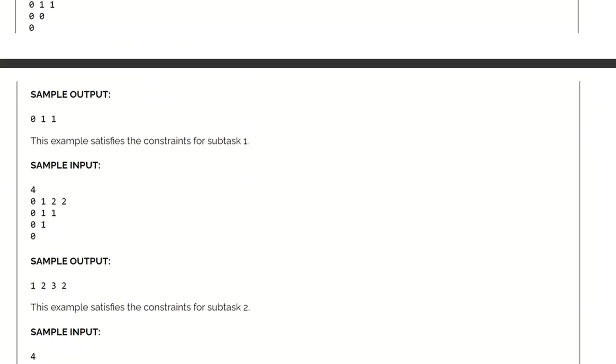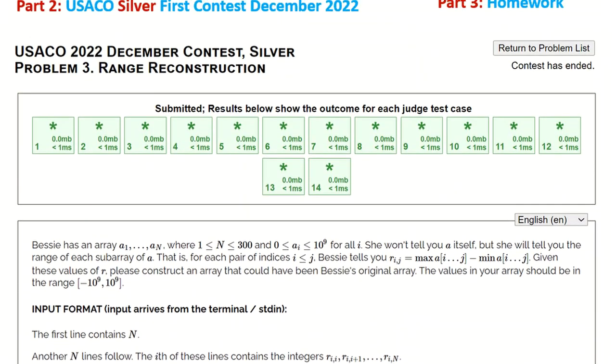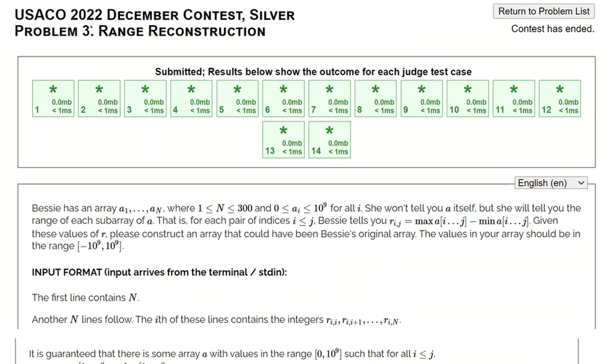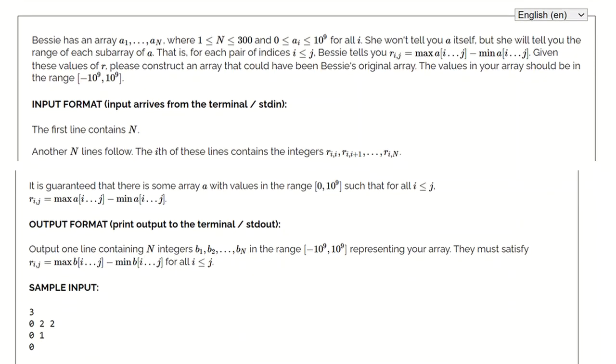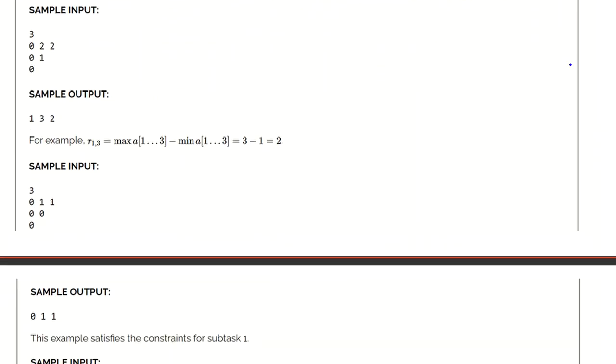We found 4 answers. Now let's try to solve problem 3 of the USACO 2022 December contest, first contest, silver part, problem 3, range reconstruction. So read the problem first on your own. Pause the video and read it. Okay, let me explain the problem with the input and outputs.